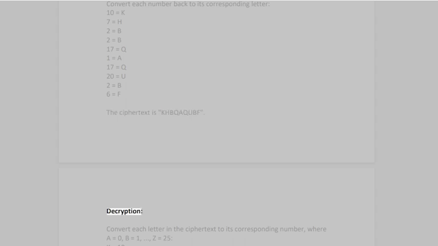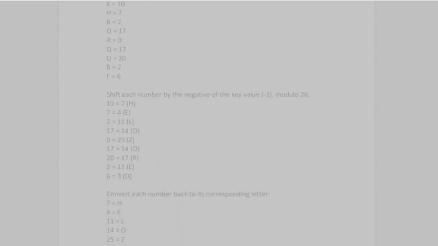Decryption. Convert each letter in the ciphertext to its corresponding number, where A equals 0, B equals 1, Z equals 25. K equals 10, H equals 7, O equals 14, R equals 17, Z equals 25, R equals 17, U equals 20, O equals 14, G equals 6.